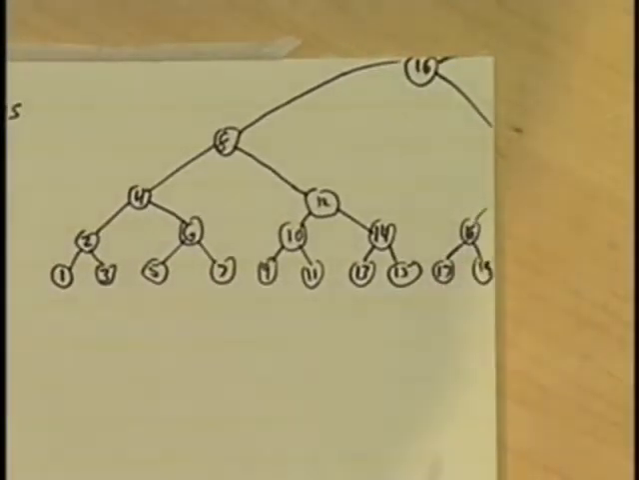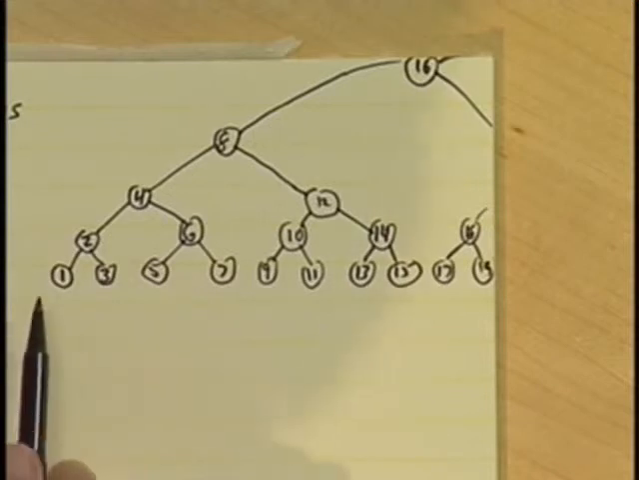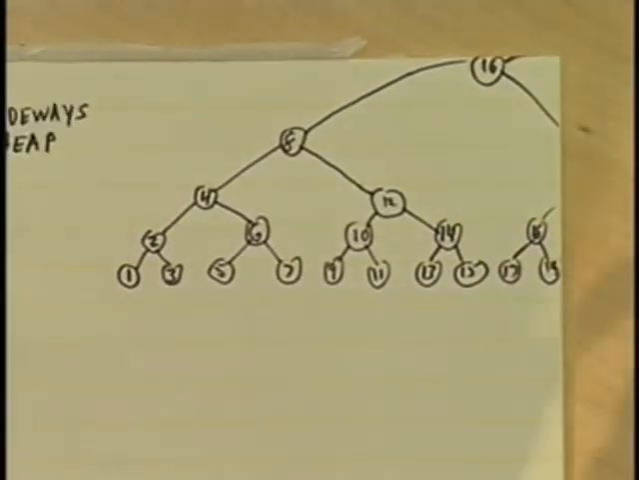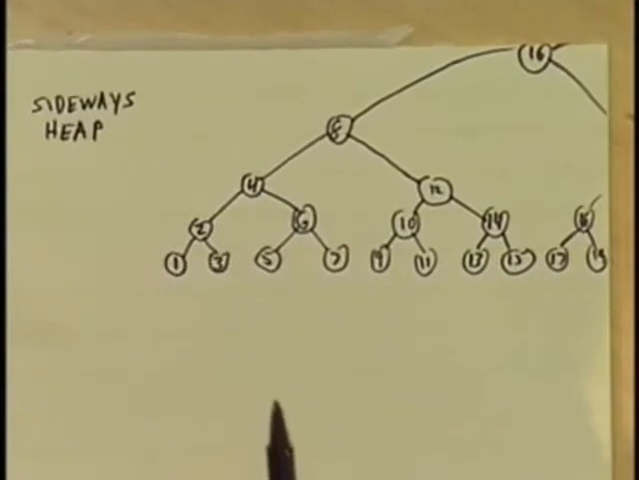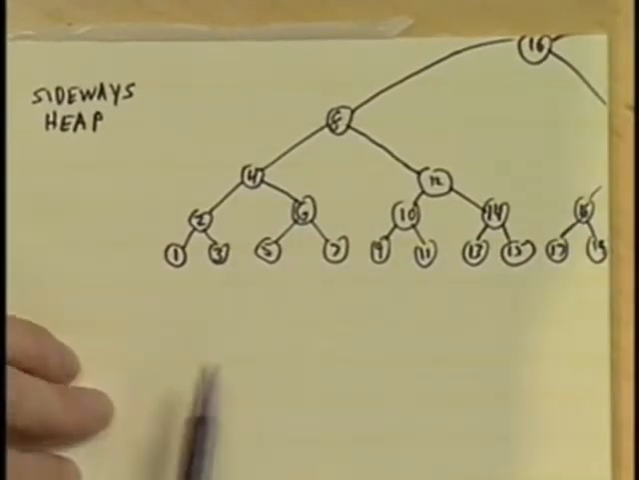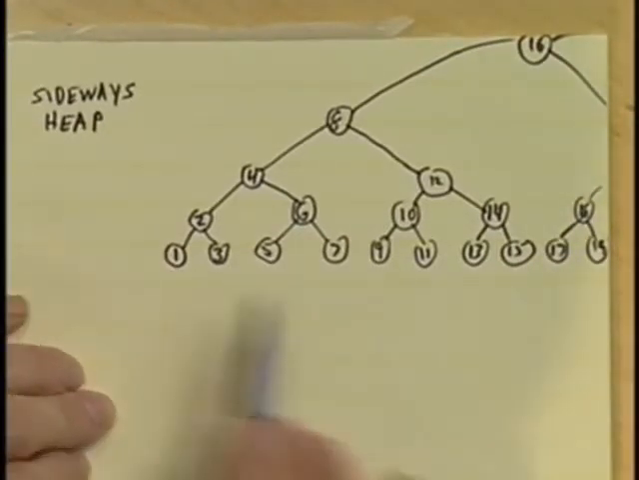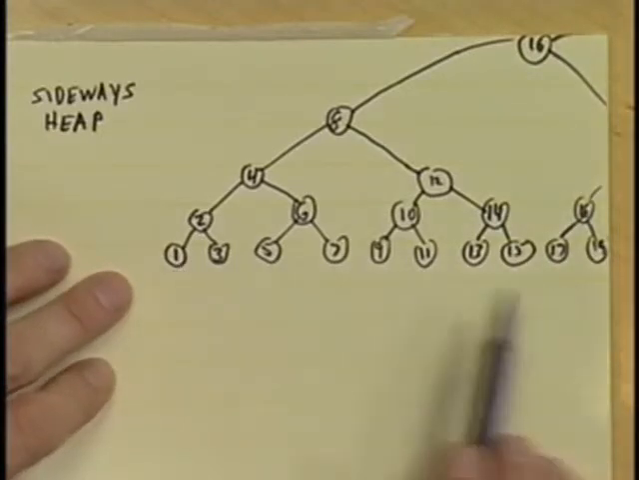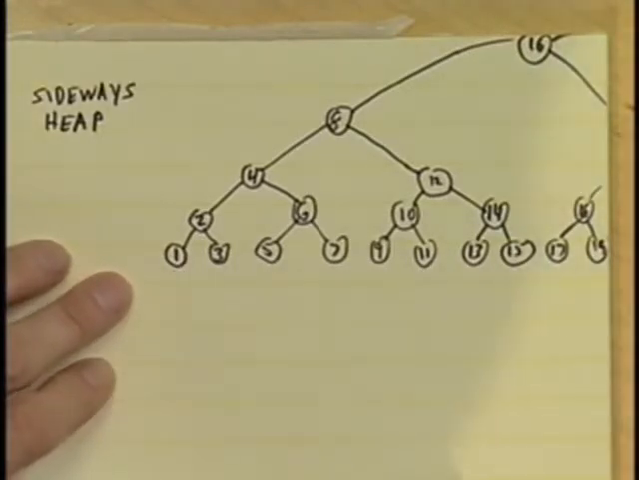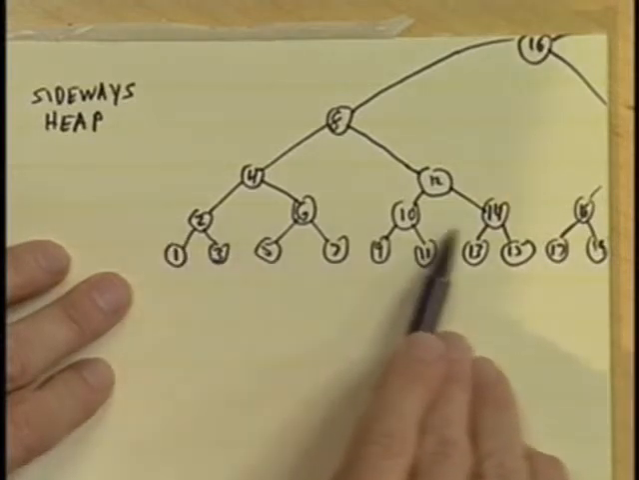So now, this is the sideways heap, and you notice that it has plenty of leaves. It's got infinitely many leaves, right? All the odd numbers are the leaves. And then what are the numbers that are at the next level, right above the leaves?